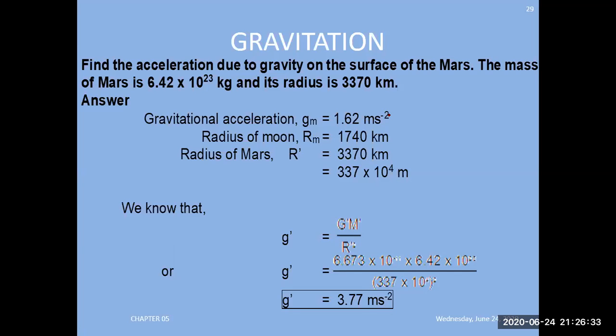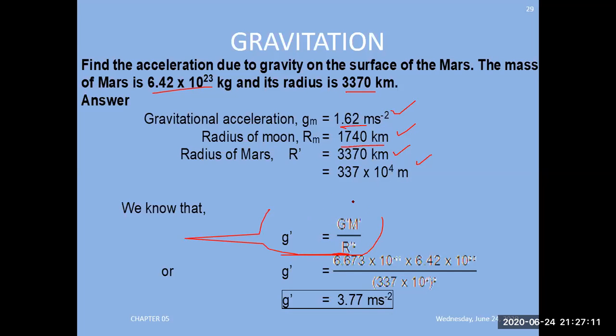Here it is. If you look at the value of acceleration due to gravity on the Moon, it is 1.62, and the radius of the Moon is 1740 km, and the radius of Mars is this one. But you are given the mass of Mars, you are given the radius of Mars, and what you are asked to calculate is the value of g.